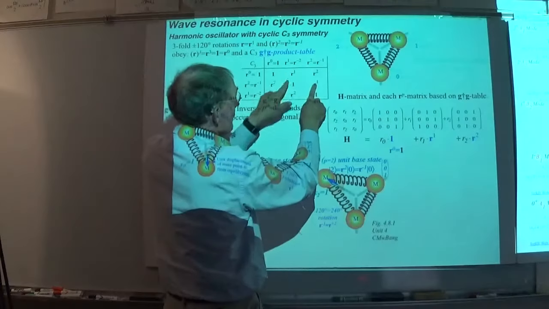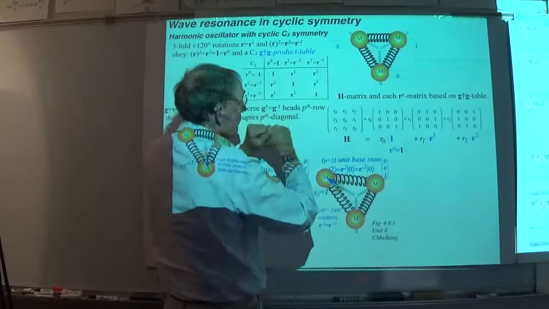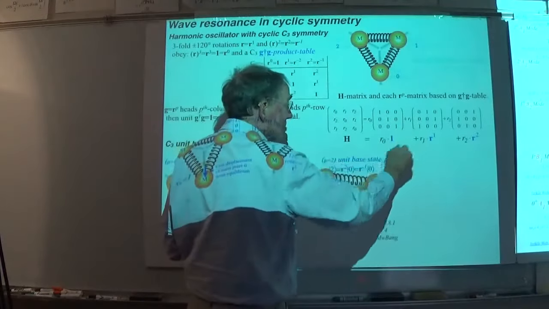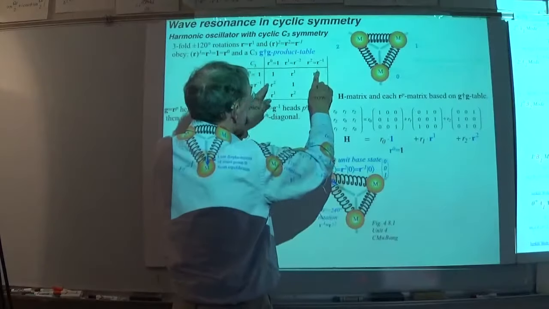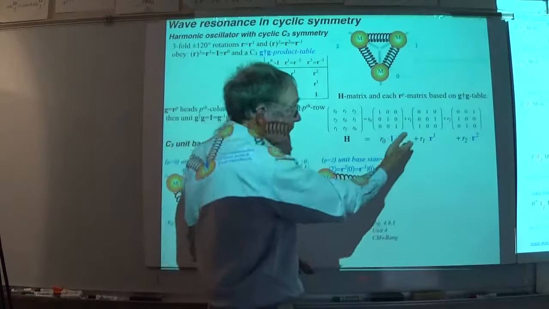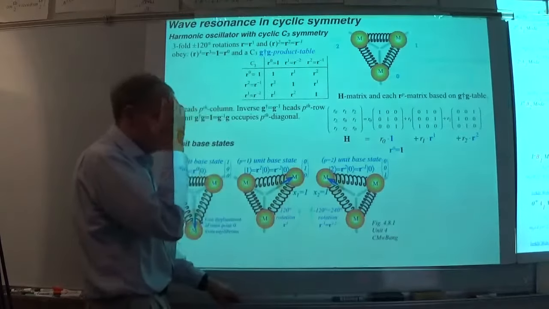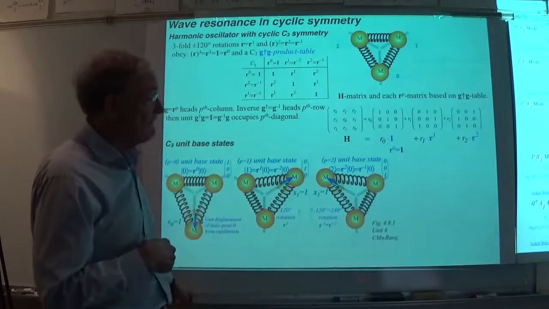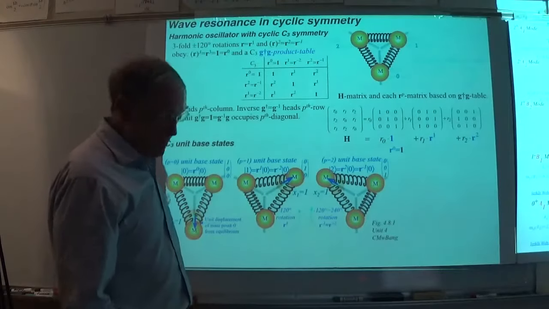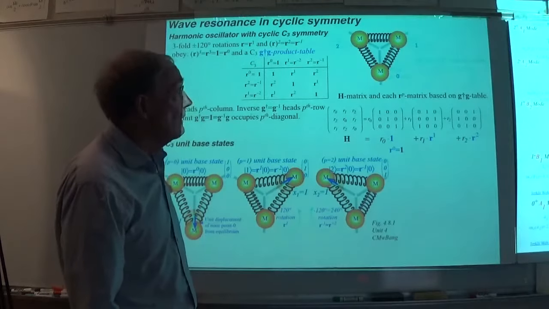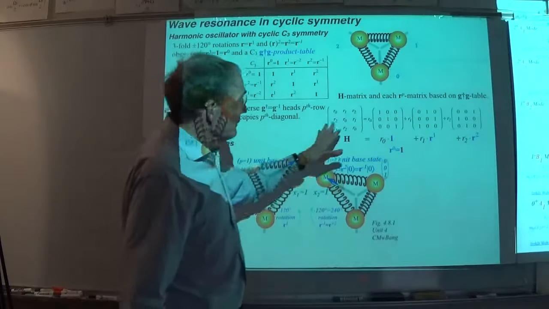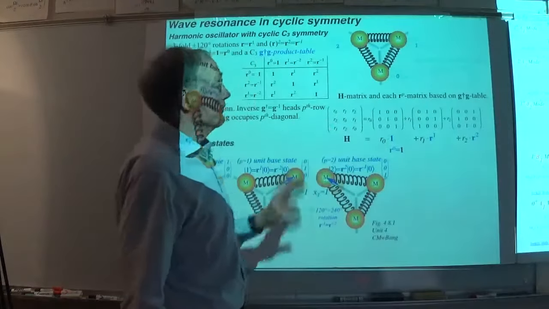See the R1 here, here, and here? Well, that's where I put a 1 for that matrix. And then R2 is here, here, and here. That's the inverse of this one. That corresponds to the representation of the operator R squared. Okay? So once you get used to the fact that that's all there is to this.